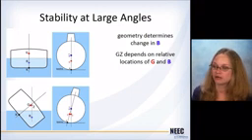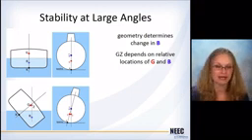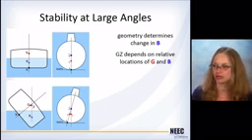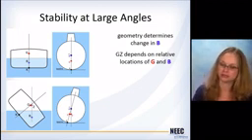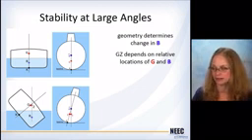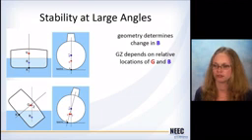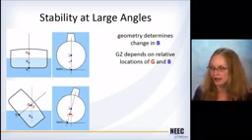For stability at large angles, there's something very unique that happens with submarines. The geometry really determines the change in the center of buoyancy, right? Take a look at this. We've got the ship on the left-hand side and a submarine at depth on the right-hand side. As the ship heels over, the center of buoyancy changes quite a bit because the underwater geometry of the ship is changing so radically. But for the submarine, the whole thing's underwater already, and so the center of buoyancy doesn't change, it's in the same spot.